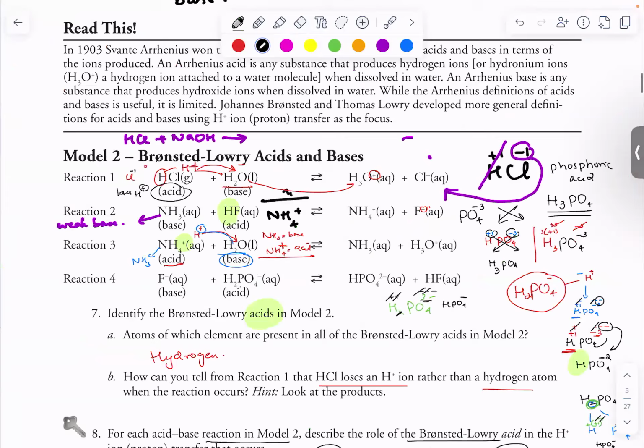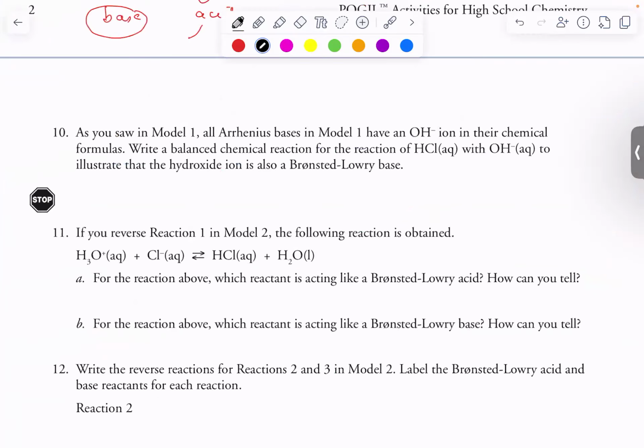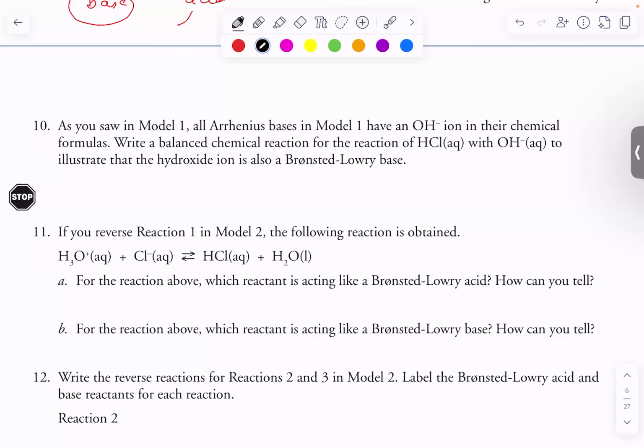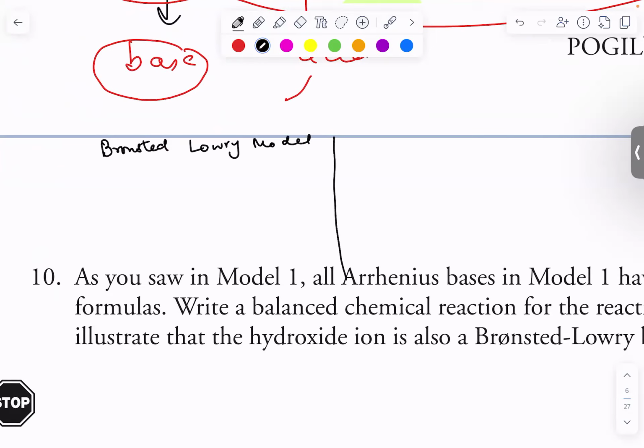Now, next one. 10th question. As you saw in Model 1, all Arrhenius bases in Model 1 have a hydroxide ion. Now, be very careful. I'll write it here. One model is the Bronsted-Lowry model, and the other model is the Arrhenius model.